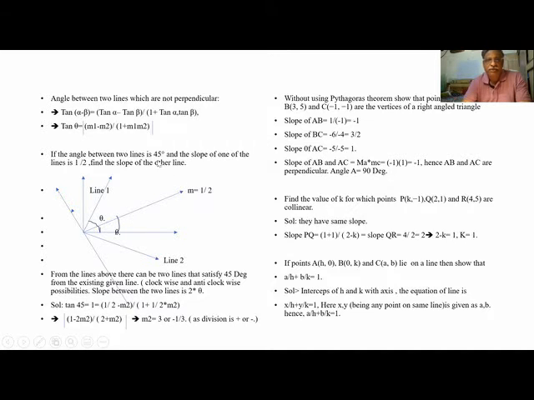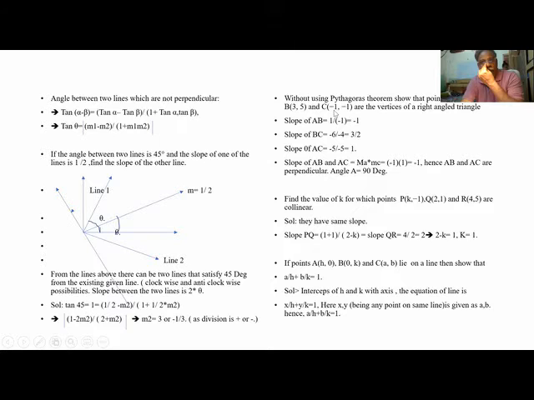Suppose it is given to find the equation of the line which is at 45 degrees in the positive direction of the x-axis. Then we have to write only one equation. If it is given on any side, then we have to write both.